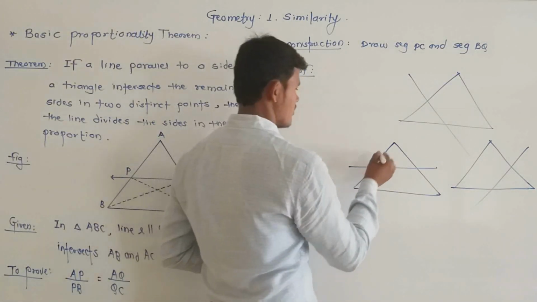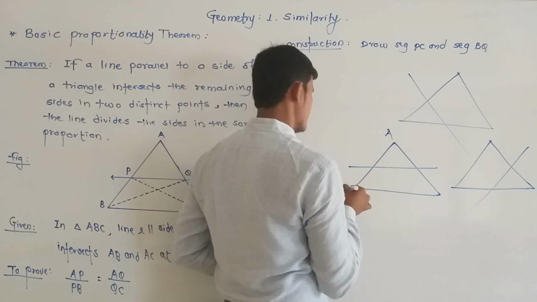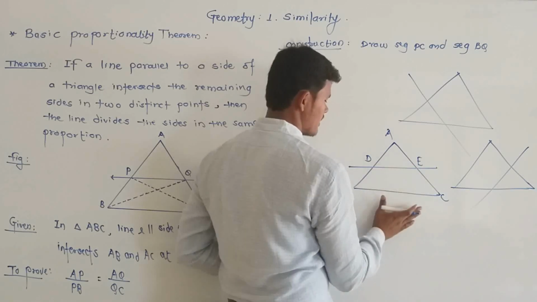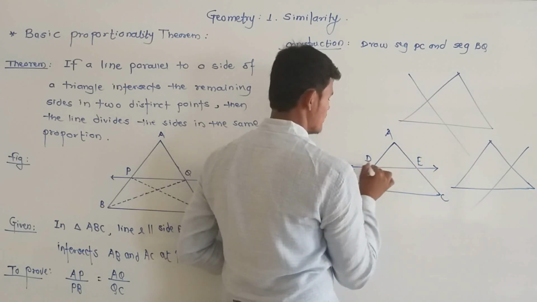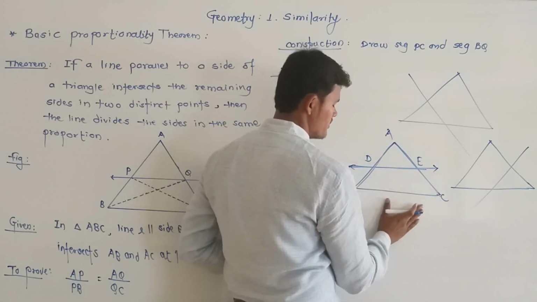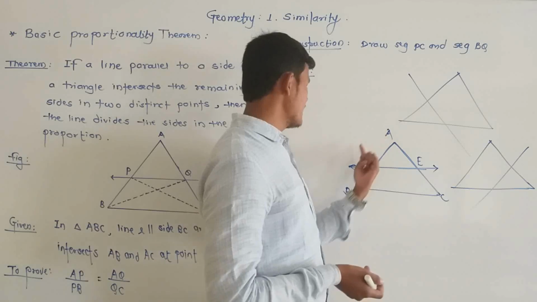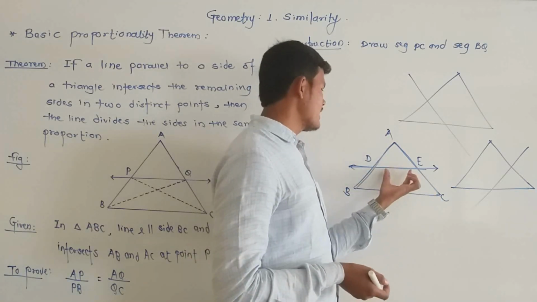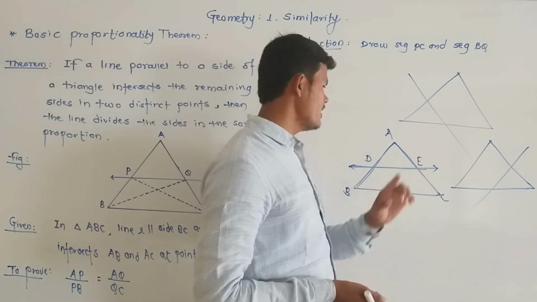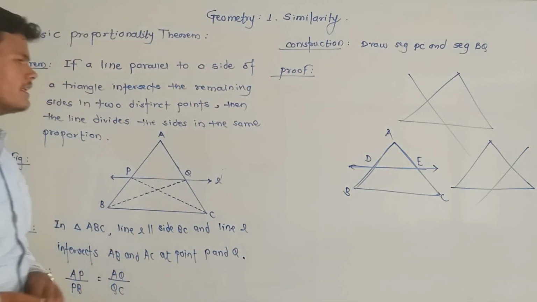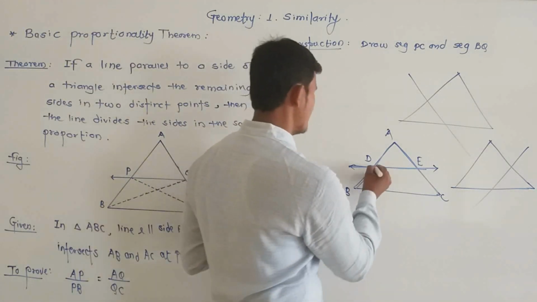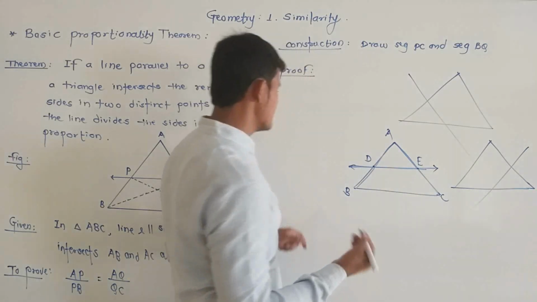it intersects. For example, consider this figure, triangle ABC and this line. So line DE is parallel to BC. Then this line divides the remaining sides. If DE is parallel to BC, then the remaining sides कोणत्या आहेत? Side AB and side AC. So line DE intersects side AB and side AC at point D and at point E. That means it intersects the remaining sides in distinct points. Distinct point म्हणजे दोन वेगवेगळ्या पॉइंट मध्ये, at point D and at point E ला ते काय करते, intersect करते.